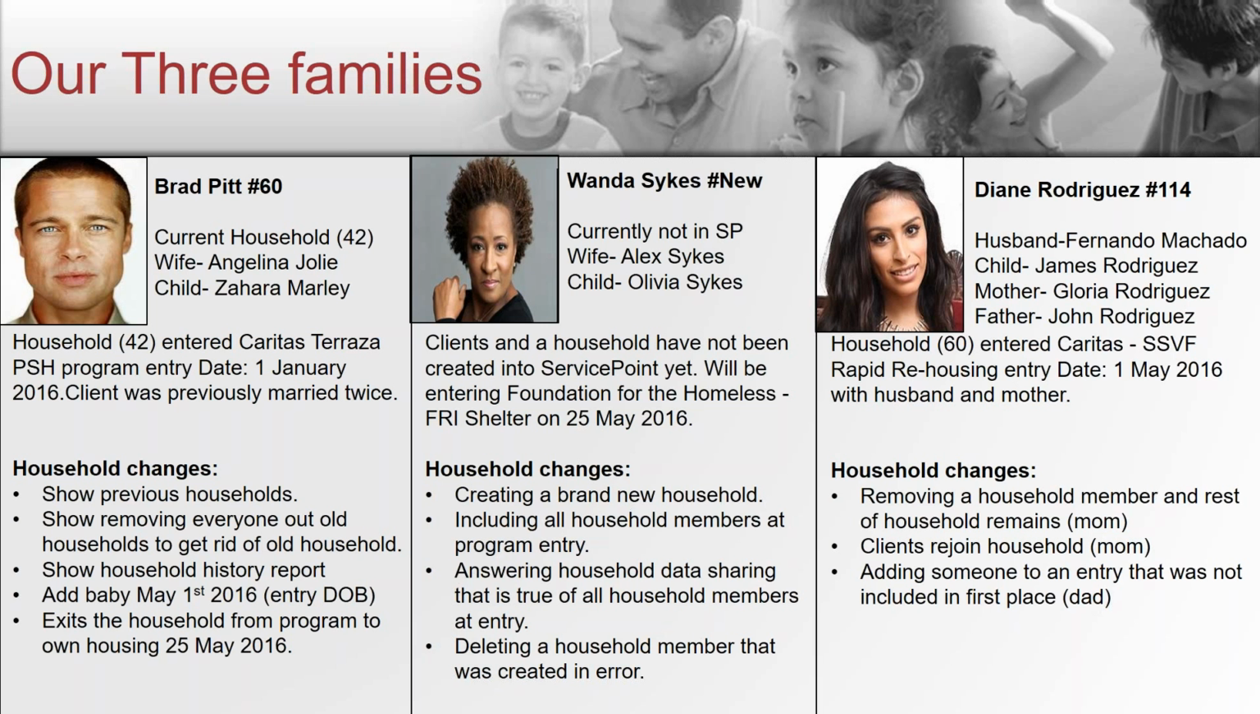So some of the changes we are going to see with them and that we're going to have to handle is we want to show their previous households, because we want to make sure that the household configuration is set up appropriately. It said he had some previous marriages, so we want to make sure that that data looks cleaned up. We're going to show we need to remove everyone out of households to get rid of the old households from his previous marriages. We are going to add a baby for May 1st, 2016, and then we're going to exit the household from the program to their own housing on May 25th.